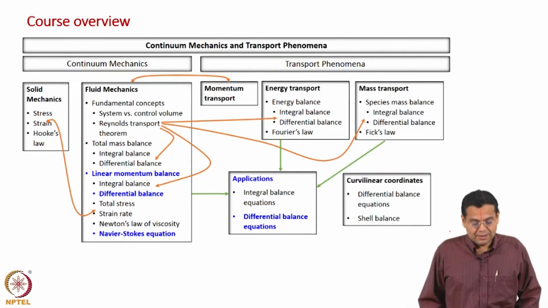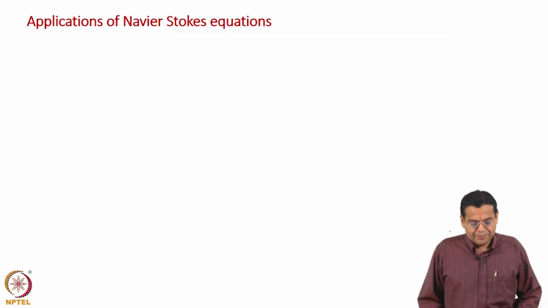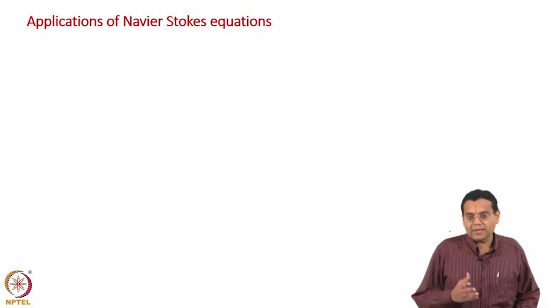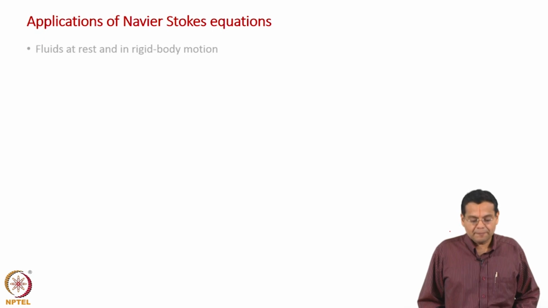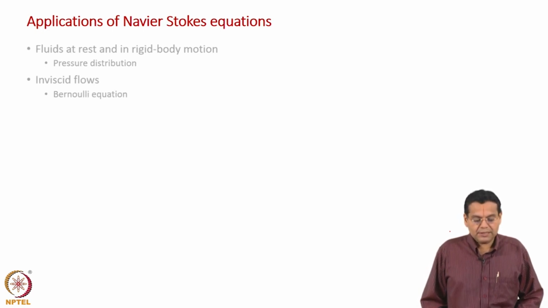We have been discussing applications of the differential form of the linear momentum balance, namely the Navier-Stokes equation, and we are discussing the applications hierarchically, going from the simplest to the complex applications. First we started with fluids at rest and rigid body motion, looked at the pressure distribution, and then we discussed inviscid flows, in which we mainly discussed Bernoulli's equation. Now, we are going to discuss viscous flows.